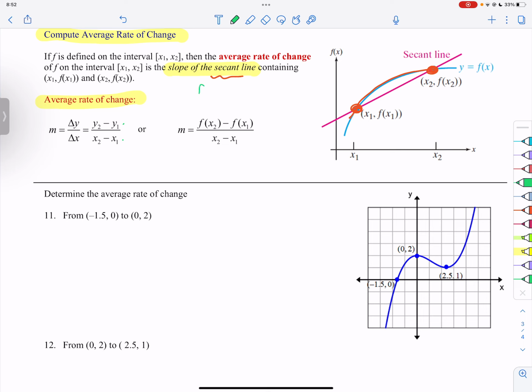Now here's some new notation. F of x means y. So these are just y values. That's just y2 minus y1. Let's give it a try.